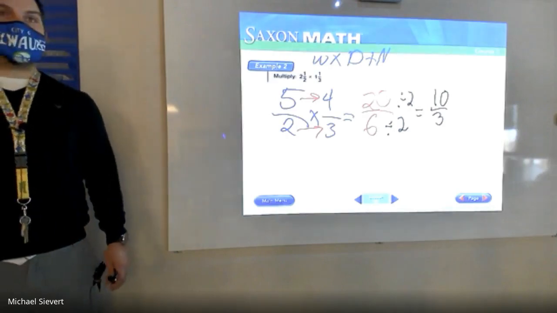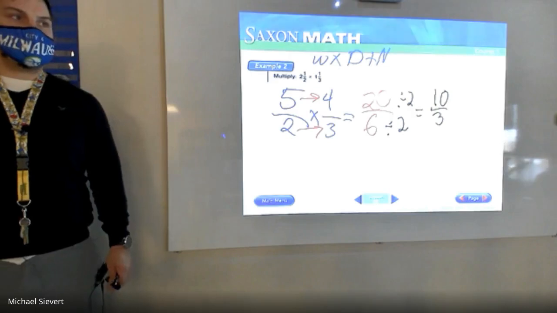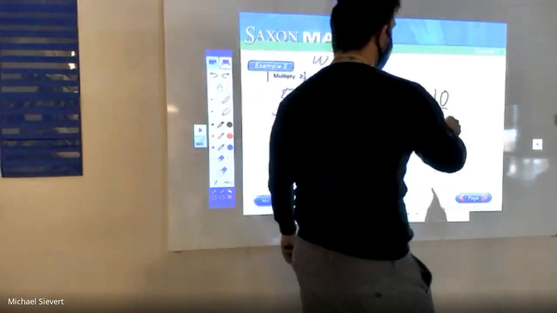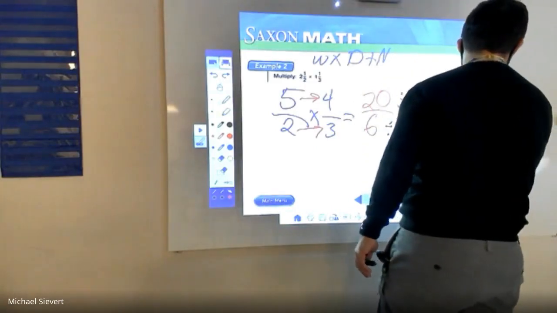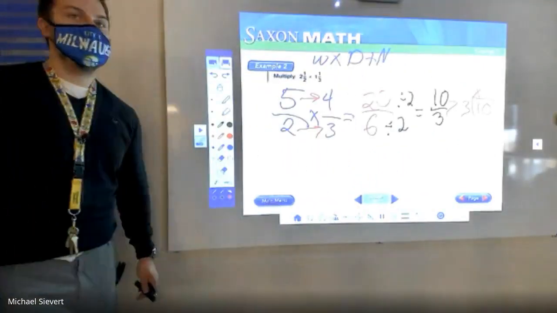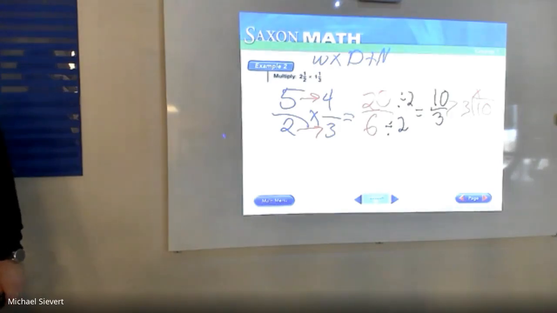Now we got to change that to a mixed number. How do we do that? Kingston? Correct. You take 10 divided by 3. 3 can't go into 1. How many times can 3 go into 10? How many groups of 3 are there in 10? Destiny?